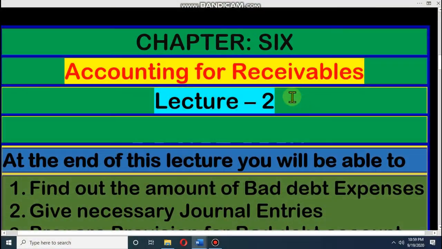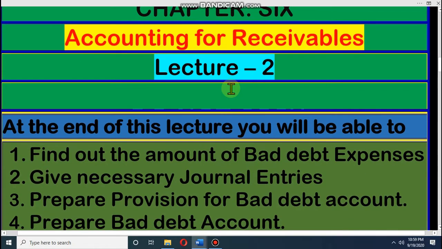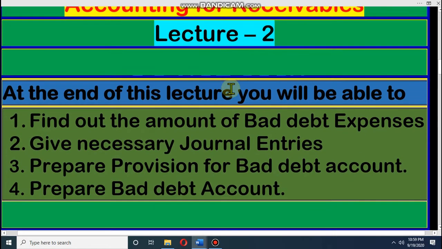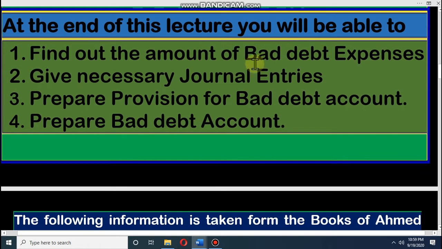Chapter 6, accounting for receivables. This is our second lecture. Dear student, at the end of this lecture you will be able to find out the amount of bad debt expenses. You can give necessary journal entries. You can prepare provision for bad debt account. You can prepare bad debt account.